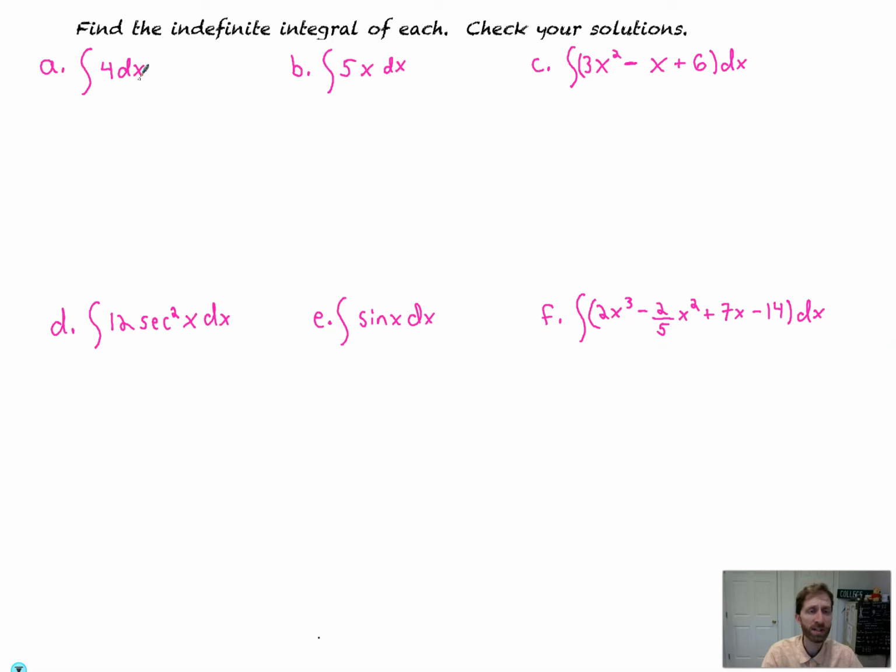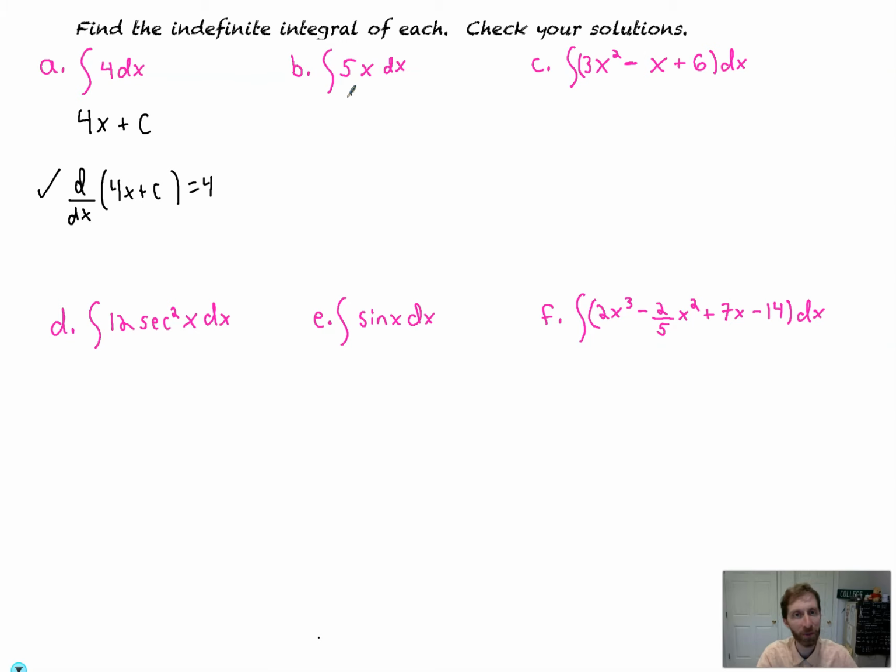So the integral of 4 dx. I think the easiest way to do this is say the derivative of what gives me 4? Well, that would be 4x plus c. That's it. That's your indefinite integral. Here's your check. Take the derivative of that. So you're literally doing d by dx of 4x plus c. And the derivative of 4x is equal to 4. The derivative of any constant is 0. That checks with the integrand, therefore we're right.